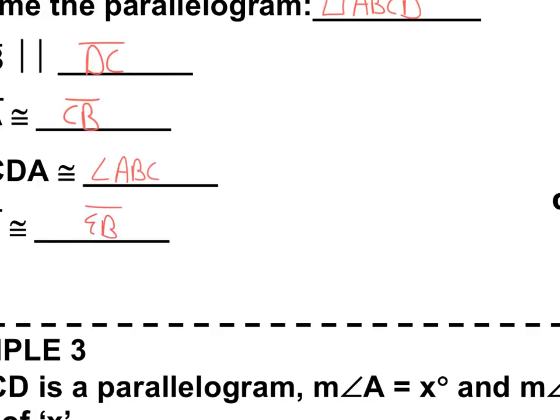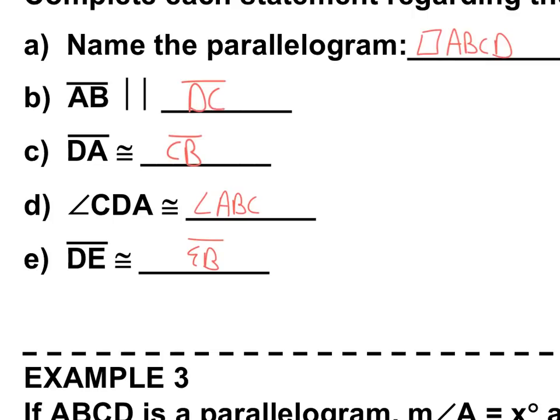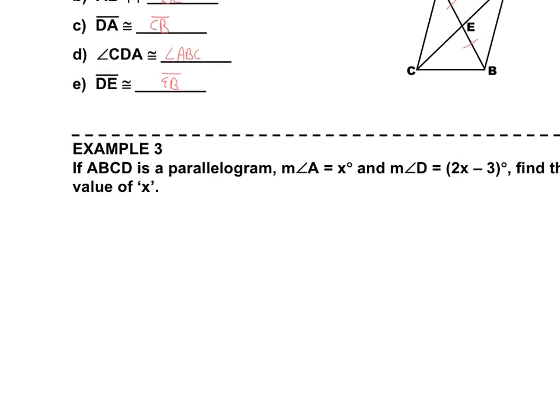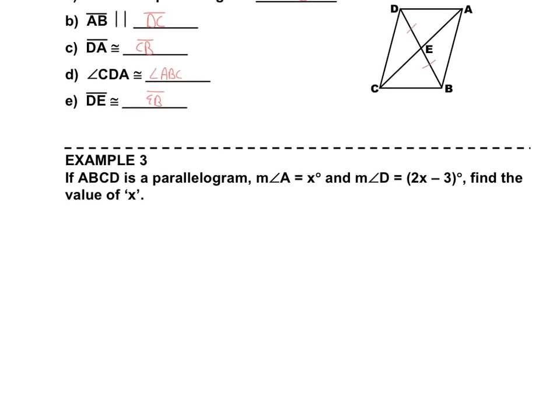And of course, you could switch all these segments, like on the top one it could be CD or BC, or BE on any of those. So let's answer a question now. It says, if ABCD is a parallelogram, the measure of angle A is x degrees, and the measure of angle D is 2x minus 3. It says find the value of x.